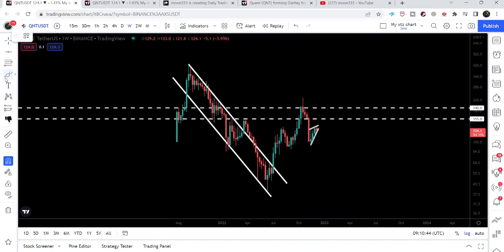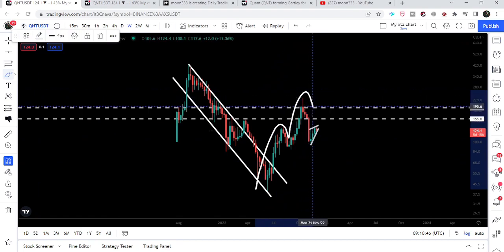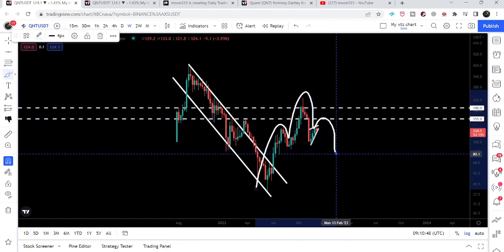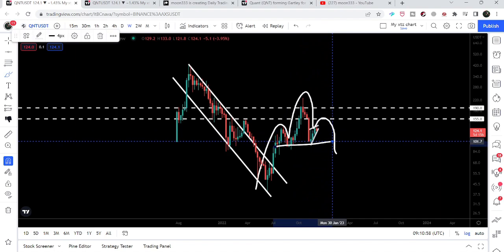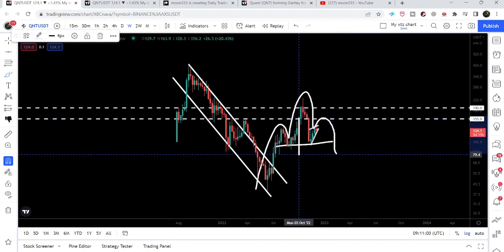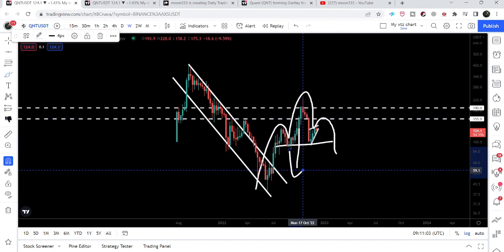It is also possible that the price line may form an inverse head and shoulder pattern. If it breaks down the support of this rising wedge pattern, then it can complete the right shoulder, and once it is able to break down the neckline of this expected head and shoulder pattern, then a quite big drop can be possible from here.